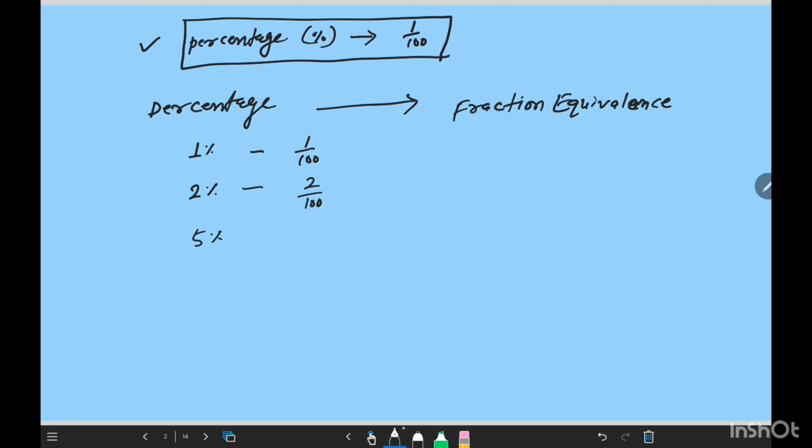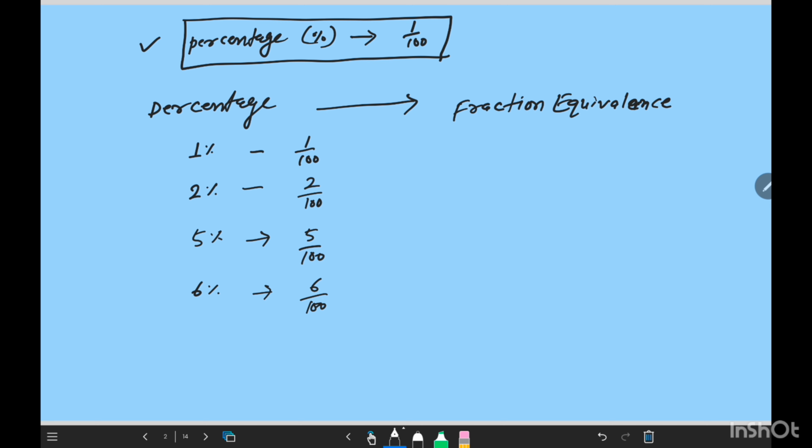5%, we have seen above the meaning of percentage, something in 100. So 5%, that means what? 5 upon 100. Now 6% means 6 upon 100, right?